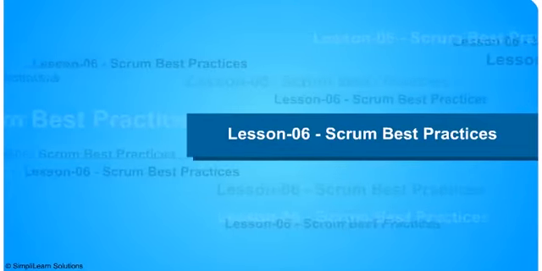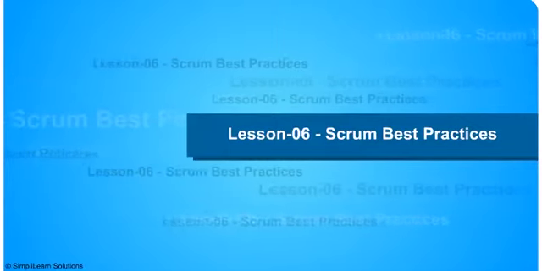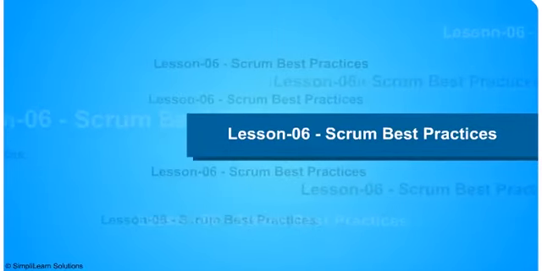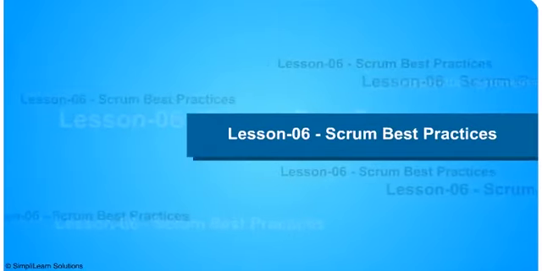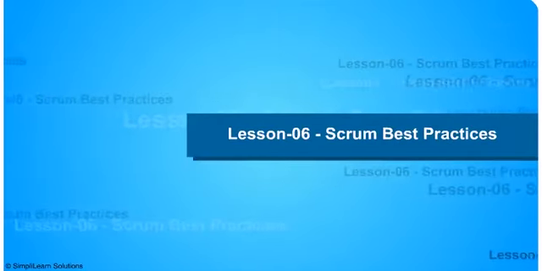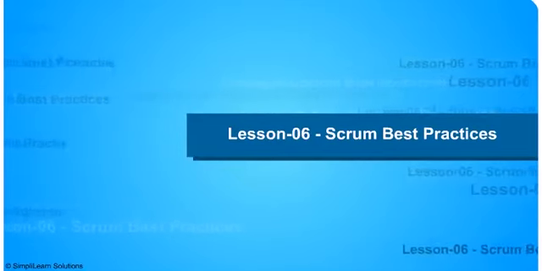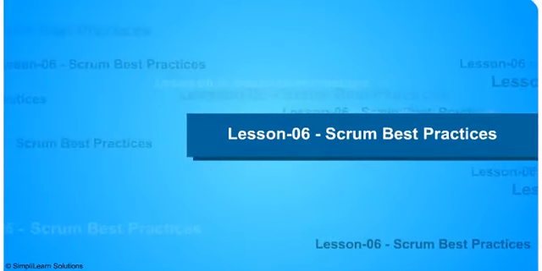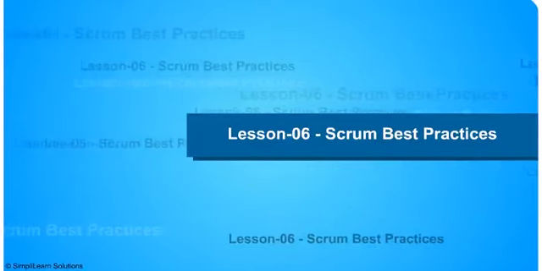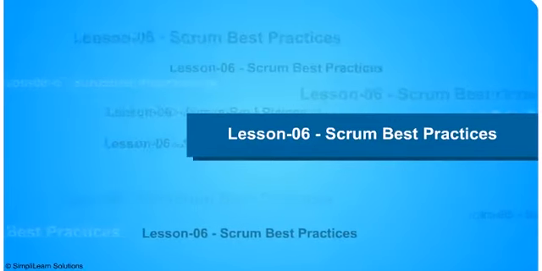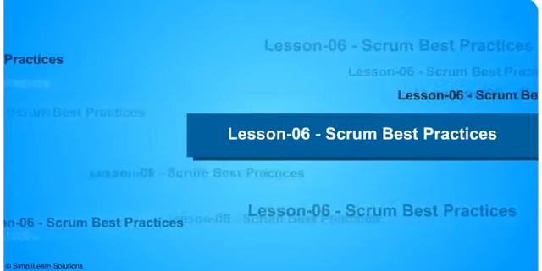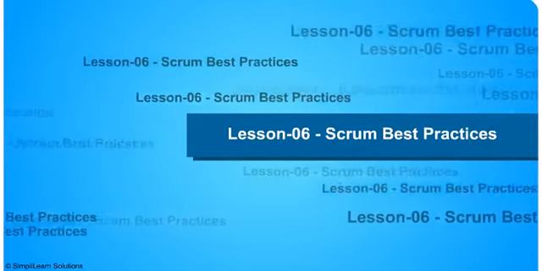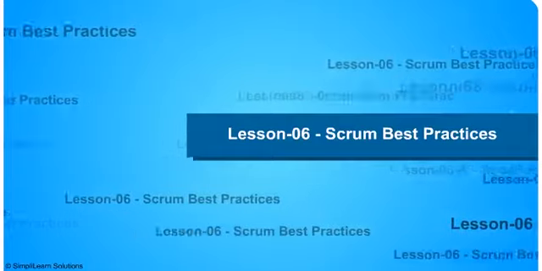In this lesson, we shall extend the basic theory to some common best practices that are helpful in making Scrum projects successful. Some of these practices are drawn from other Agile methodologies, like extreme programming, and some others based on common sense, and might be useful irrespective of which methodology you choose to use. We will look into the agenda in the next slide.